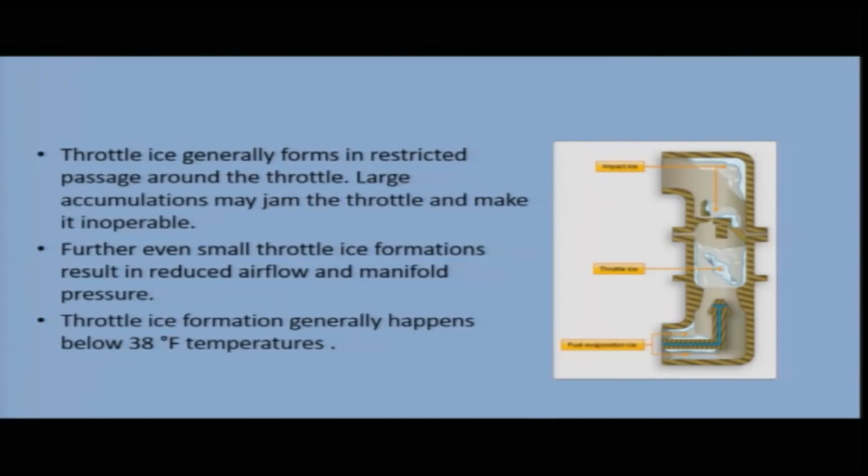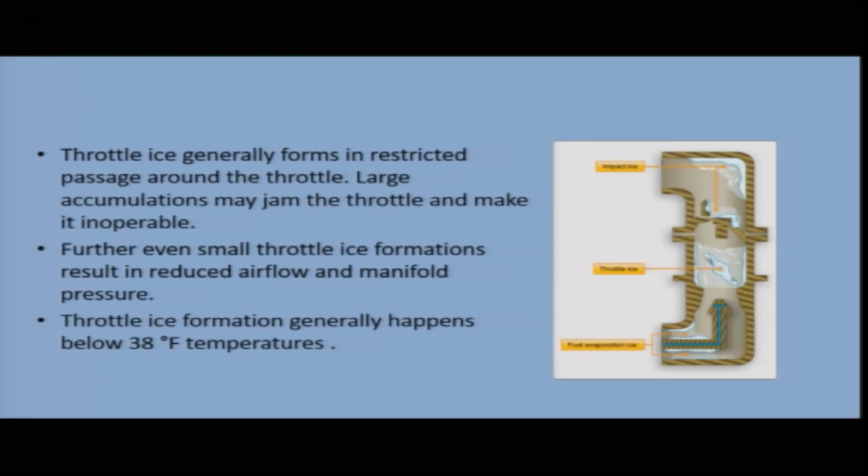Throttle ice generally forms in the restricted passages around the throttle, as you can see here. If there is a large accumulation of ice around the throttle, it will jam the throttle, not let it open and make it inoperable. Further, even small throttle ice formations result in reduced airflow and manifold pressure. Even if the ice formation is small, it will obstruct airflow and reduce manifold pressure.